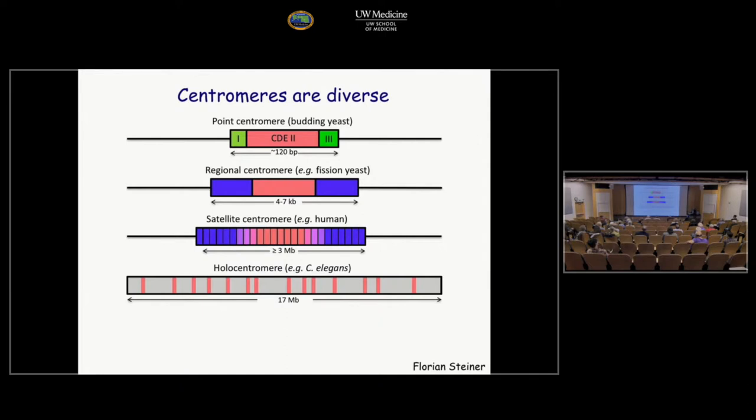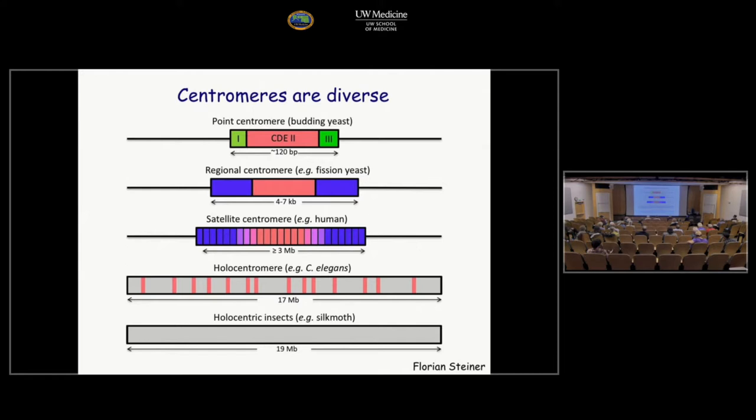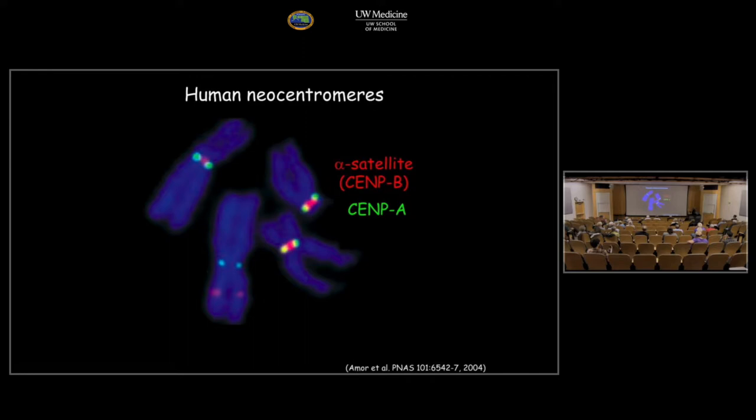And most strikingly, when Anna Drinnenberg was a postdoc with Harmit Malik and myself, she showed that actually holocentric insects, including butterflies, for example, do not have the same machinery. They don't have centromere protein A or anything that we're accustomed to finding at centromeres. Then there are these curious neocentromeres, these human neocentromeres.